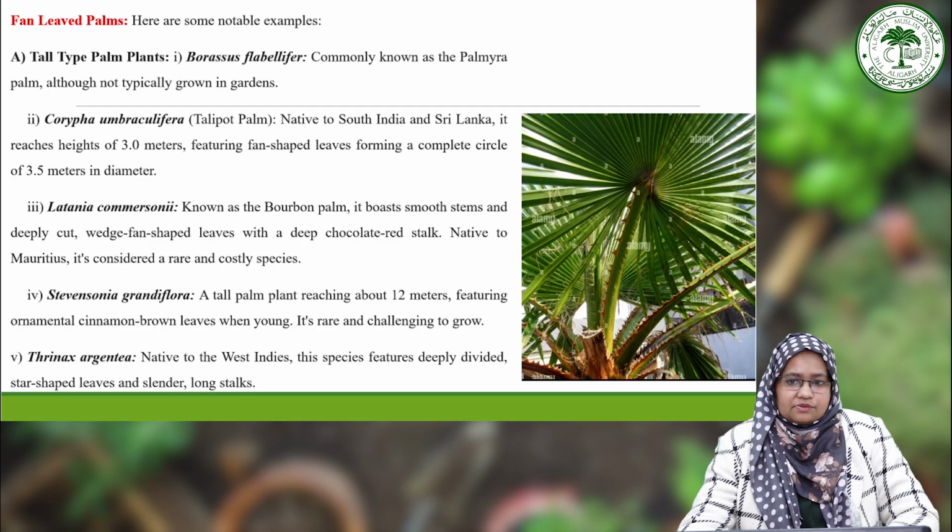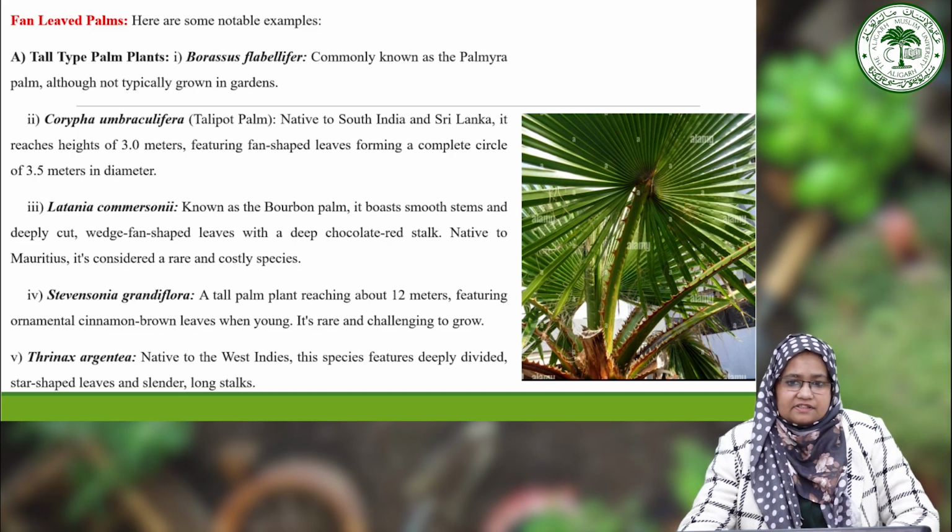It is indigenous to South India and Sri Lanka. It reaches a height of up to 3 meters with fan-shaped leaves, forming a complete circle of 3.5 meters in diameter. The next is Latania commersonia, referred to as the Bourbon palm. It features smooth stems and deeply cut wedge fan-shaped leaves with deep chocolate red stalks. It is native to Mauritius. It is considered a rare and expensive species.